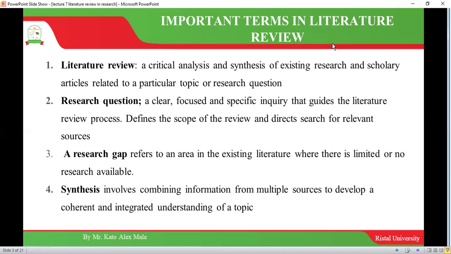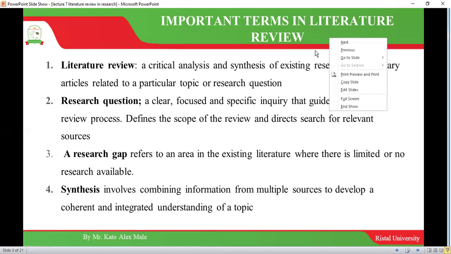They are quite many, and it is very significant. A research question is a clear, focused, and specific inquiry that guides the literature review process. We talked about the research question at the beginning of this module, and we saw how it is important. Remember, I'll give you many samples of research questions when we start research methods too. However, the research question will guide you on what to search about when it comes to literature. Is your question about hypertension? Then in your literature, you will get all the articles about hypertension.